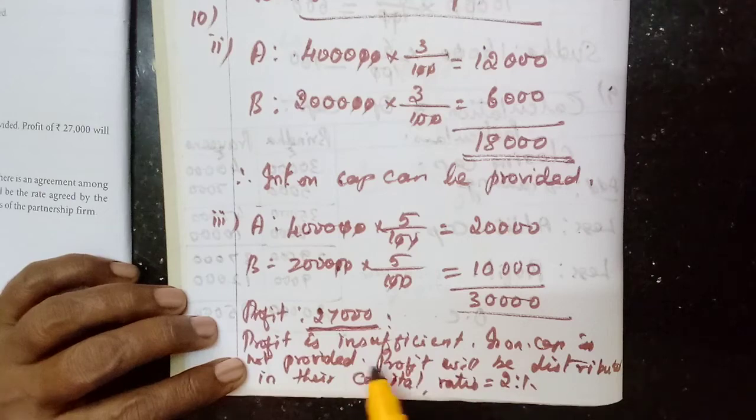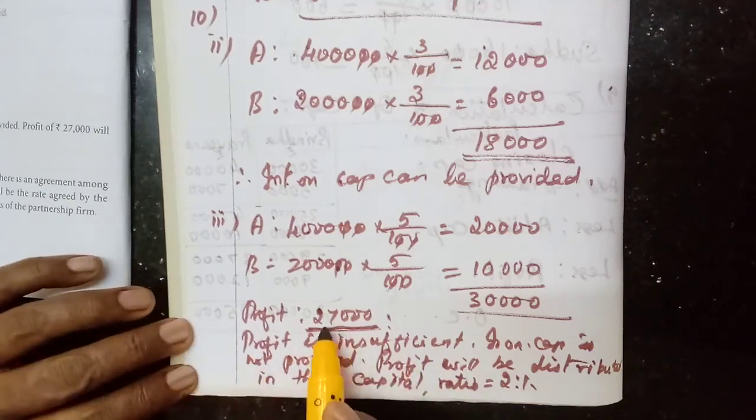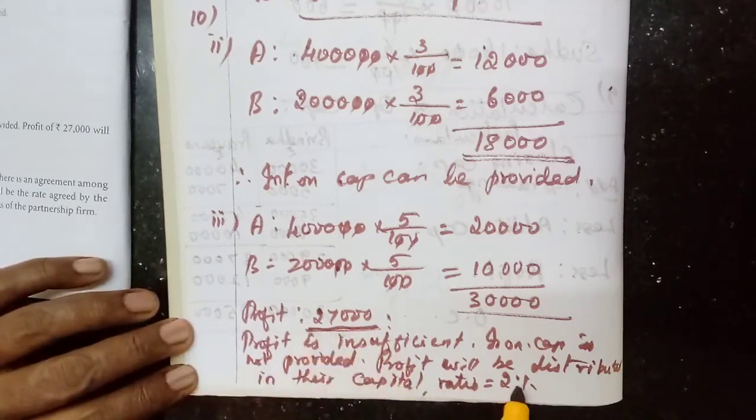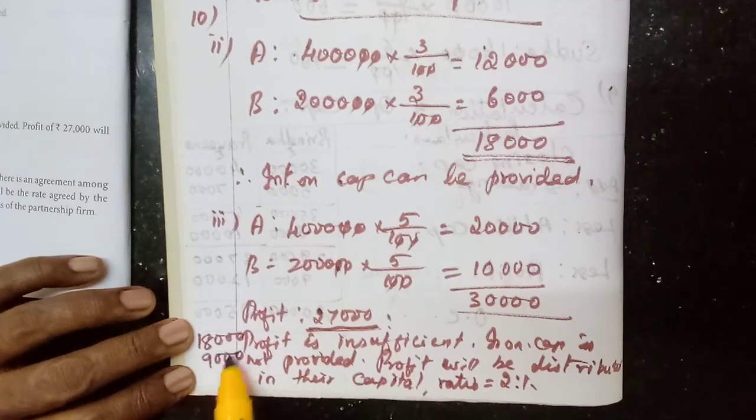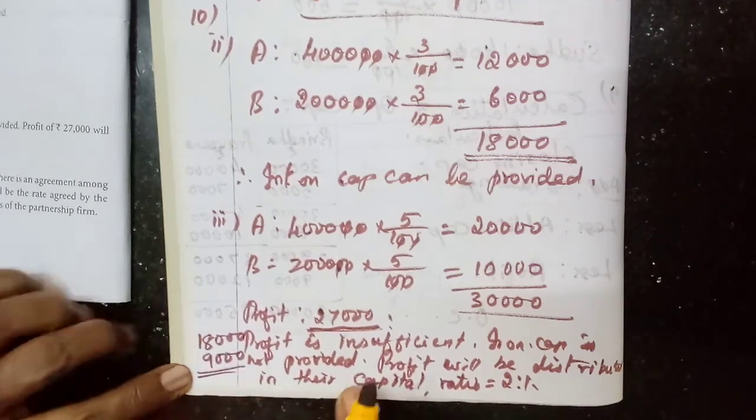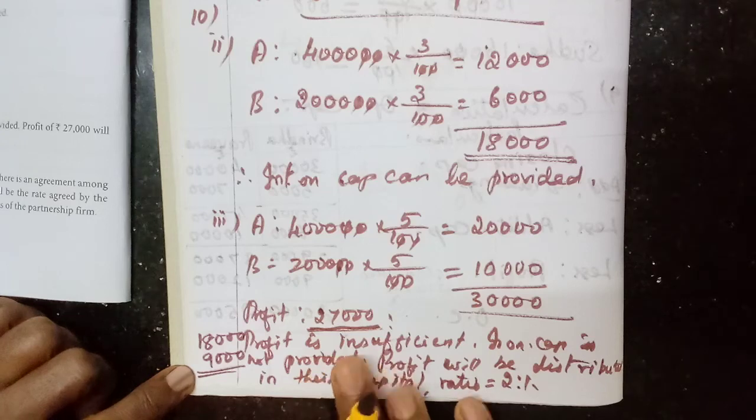If it is divided in the capital ratio, for rough work we can see, isn't it? Divide 27,000 by 3, how much will we get? 9,000. 9 into 2 is 18. The first person will get 18,000. The other person will get 9,000. So it is reasonable, isn't it?